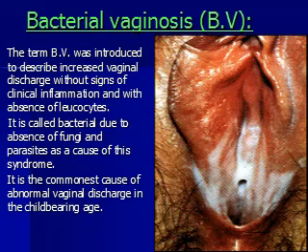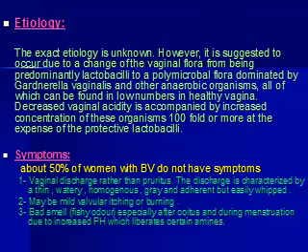Bacterial vaginosis means vaginal discharge in the absence of signs of clinical inflammation, and it is called bacterial due to absence of fungi and parasites. Bacterial vaginosis is usually polymicrobial in origin, and may be due to Gardnerella vaginalis and anaerobic organisms. 50% of women with bacterial vaginosis are asymptomatic.